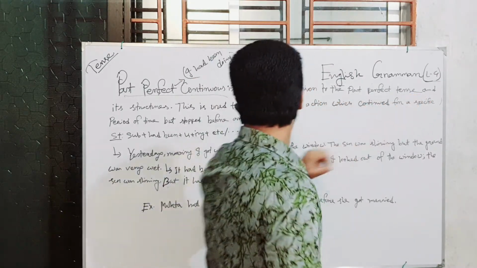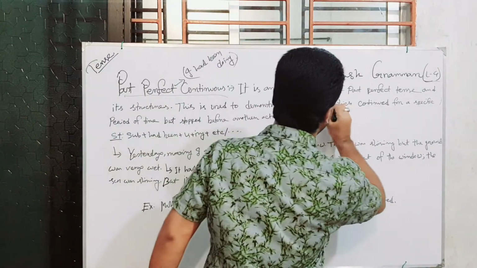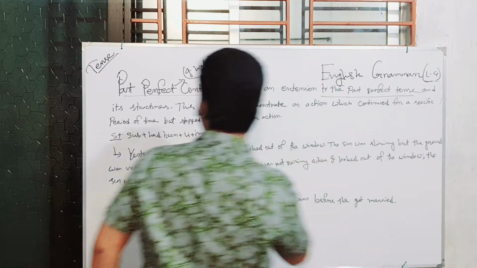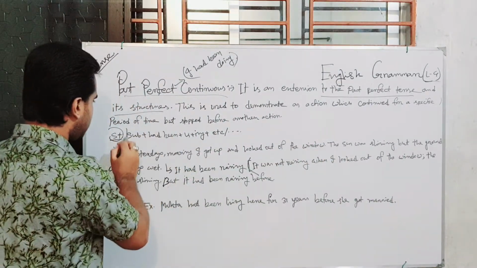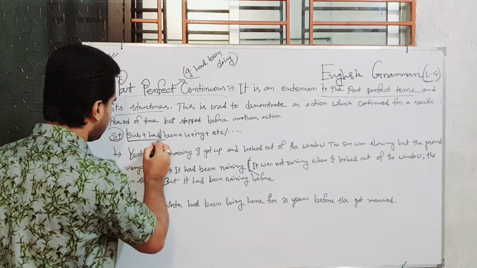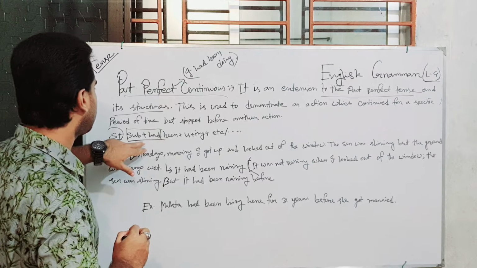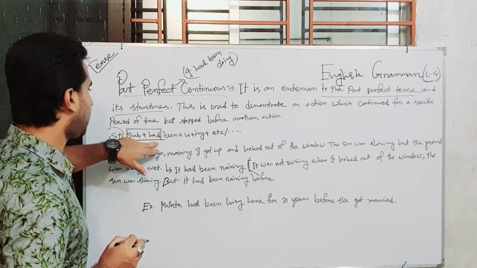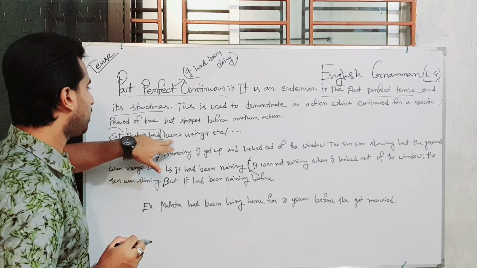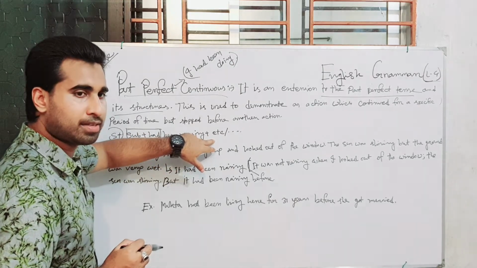Tense and its structure. Extension to the past perfect tense and its structure. That means the structure is subject plus had. The past perfect tense structure was subject plus had plus V3. But here it is subject plus had been plus V1 plus ing plus etc.